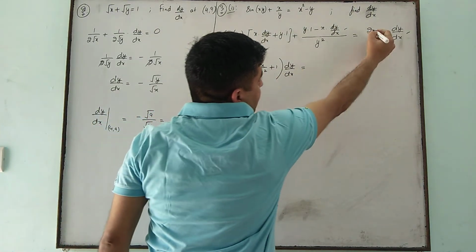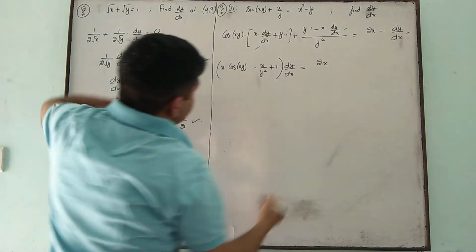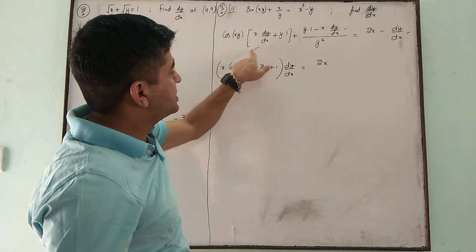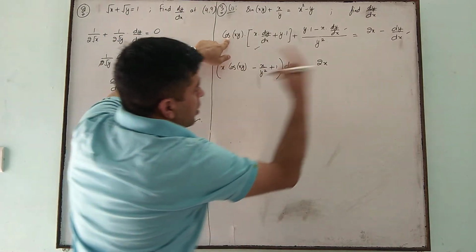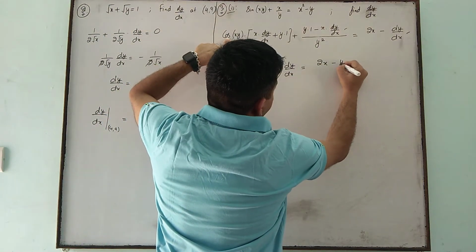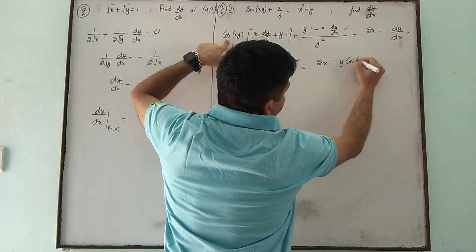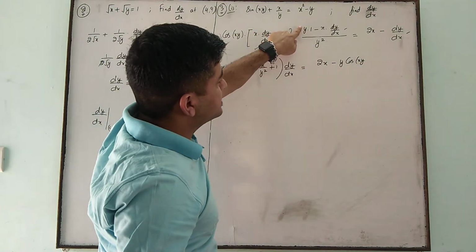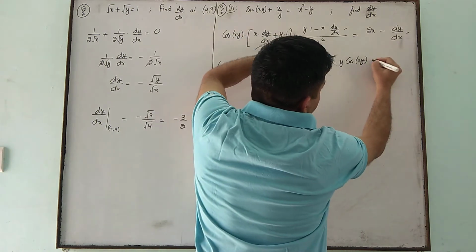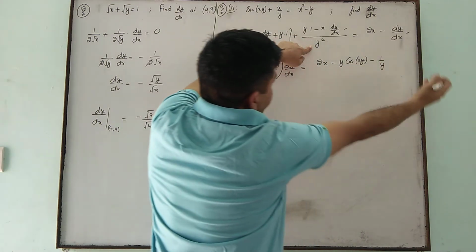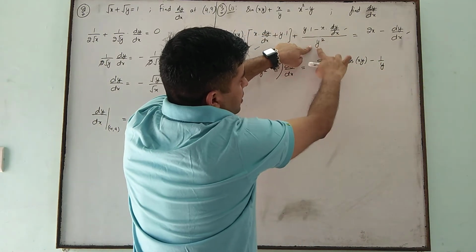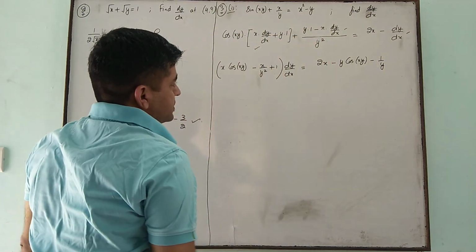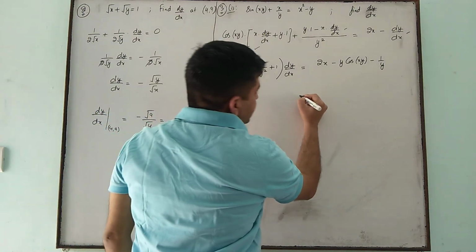Rest of the terms 2x, y into this. See, bracket is there, so y into this. On that side it will be negative y into cos of xy, and y upon y square, that is 1 upon y, and on this side it will be negative y upon y square, so it is 1 upon y to this side. So this is what is your dy by dx is.